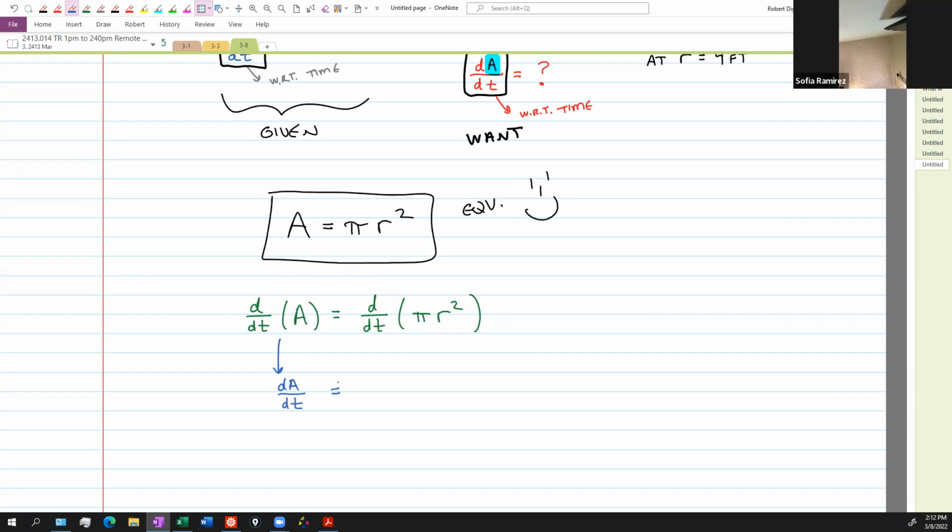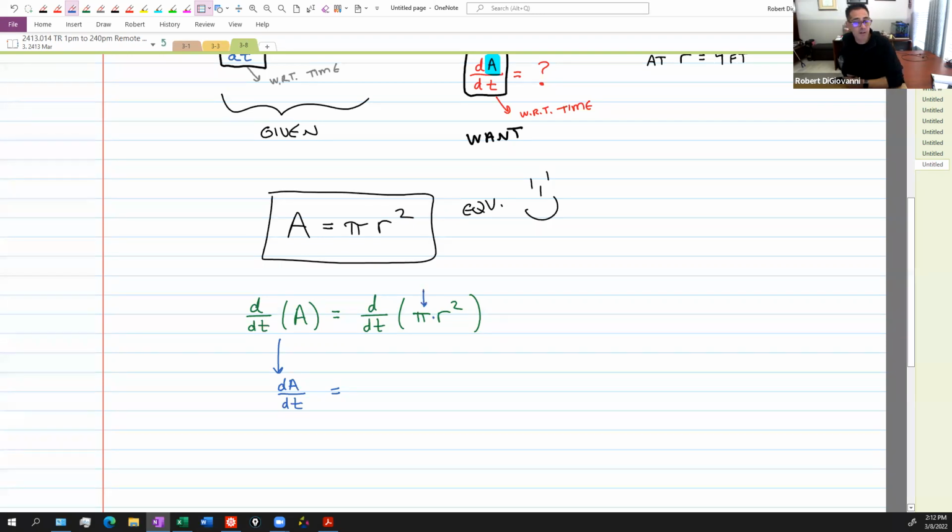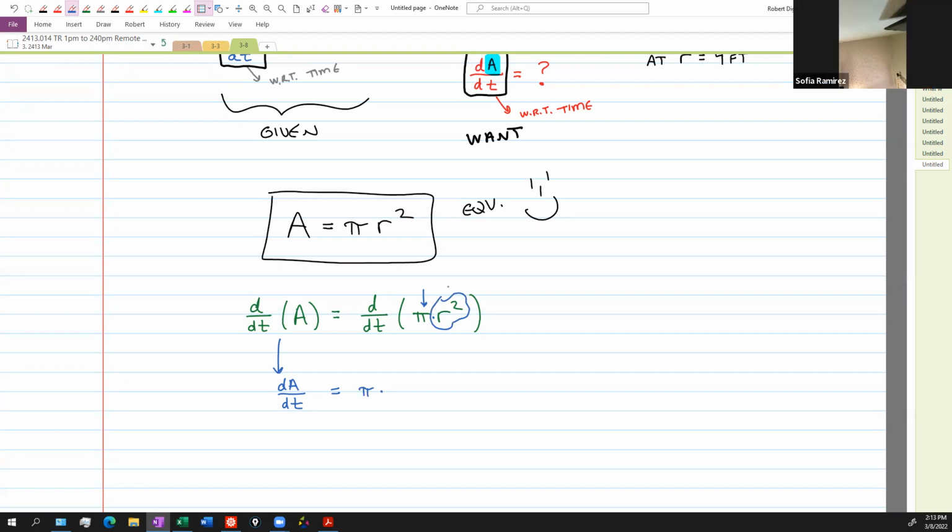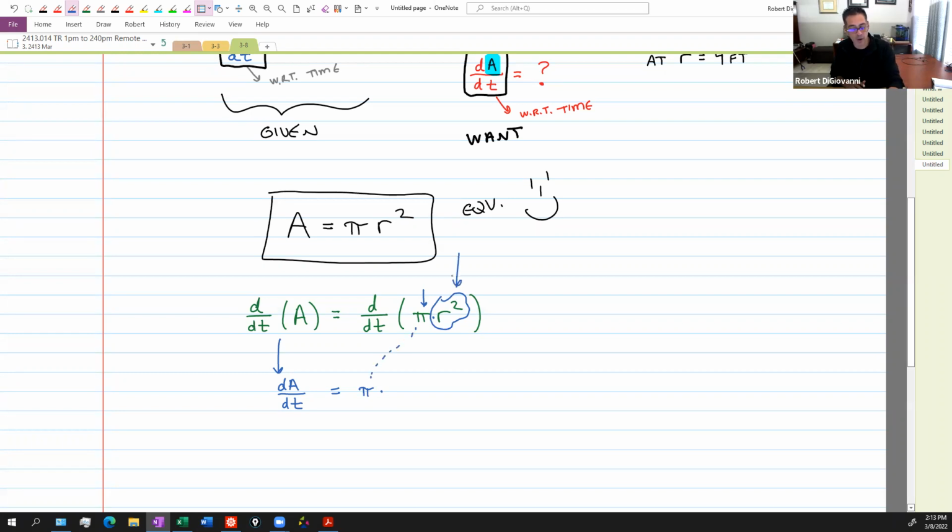Now, on the right side, you want to keep going, Sophia? Sure. Okay. So we have a constant, pi, in front of the r squared. So the constants will come for the ride, right? That's right. So I'll put pi. And now what is the derivative of r squared with respect to t? Would that be the product rule with that one? You don't need the product rule with the pi because pi is the constant. The pi is just going to come for the ride. All you need is the derivative of r squared.